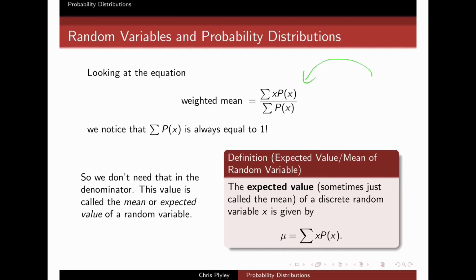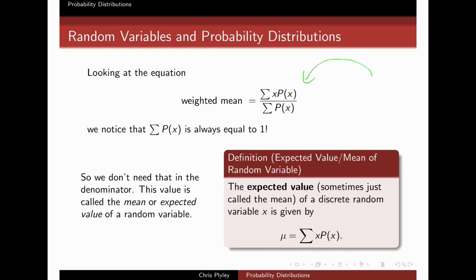And this value is what we call the expected value. We can think about it informally as being sort of the mean of the probability distribution. Sometimes it's in fact just called the mean. But it doesn't represent an actual mean of any concrete data that we've collected. It represents what we would expect to happen in most cases, which is why the name expected value is a little bit better, in my mind at least.